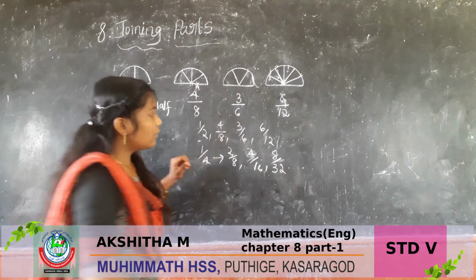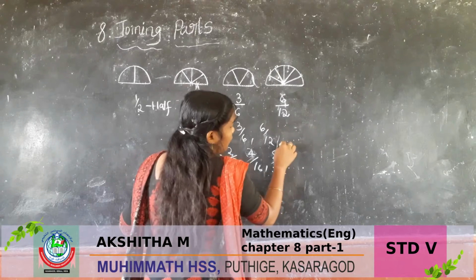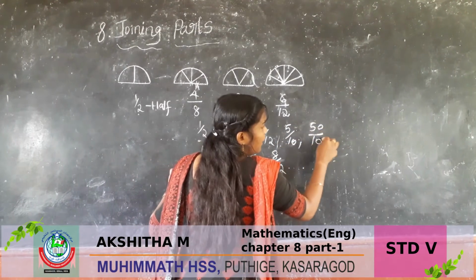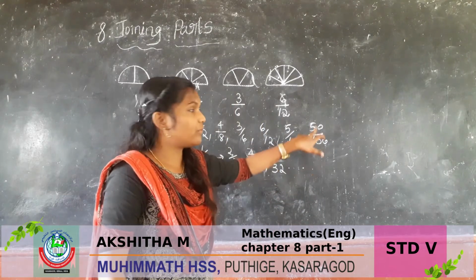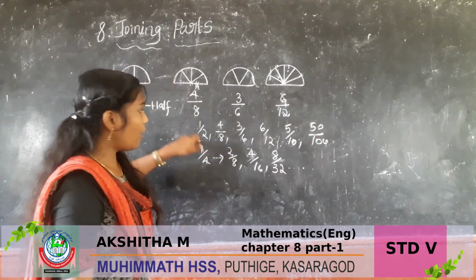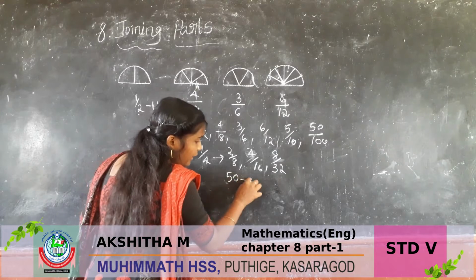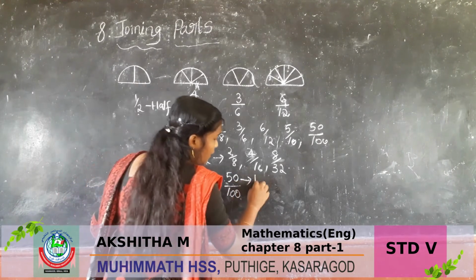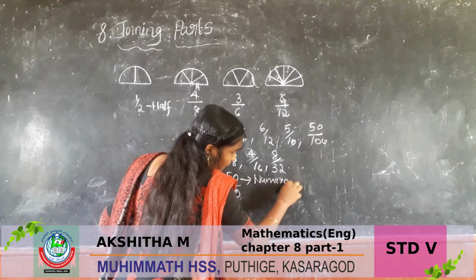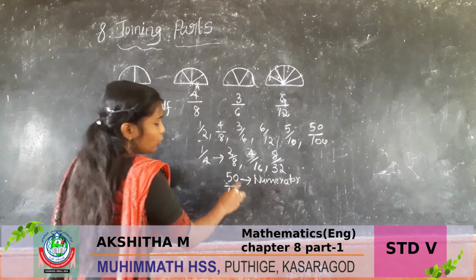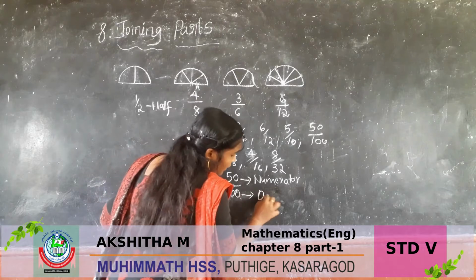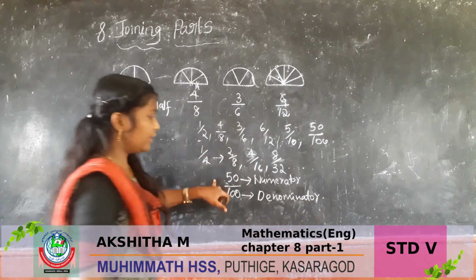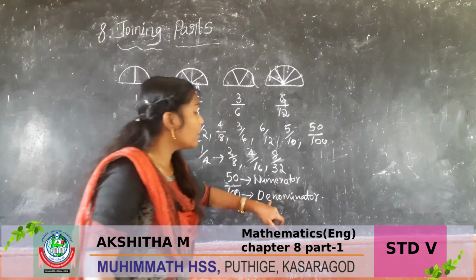So here we can continue this: 5 by 10, 50 by 100. Here you can see 50 by 100 is also half. So here in 50 by 100, 50 is called the numerator and 100 is called the denominator.